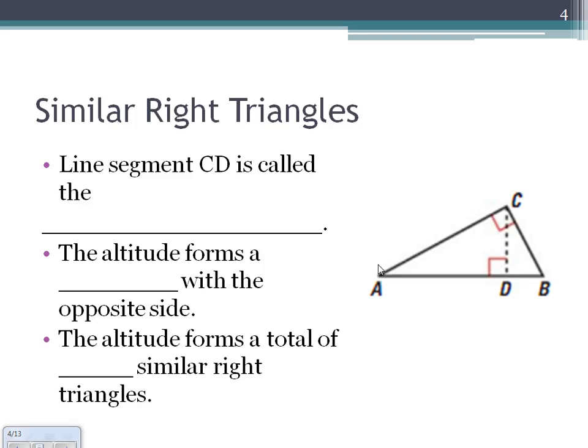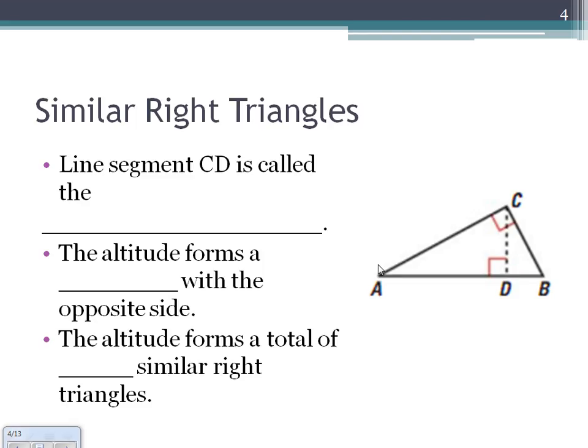Okay? So similar right triangles. What does similar mean again? Penny: Like the same shape, but not the same. The same shape, but not the same size. I completely agree. Anthony, something to add? They look the same, but they're not exactly the same.